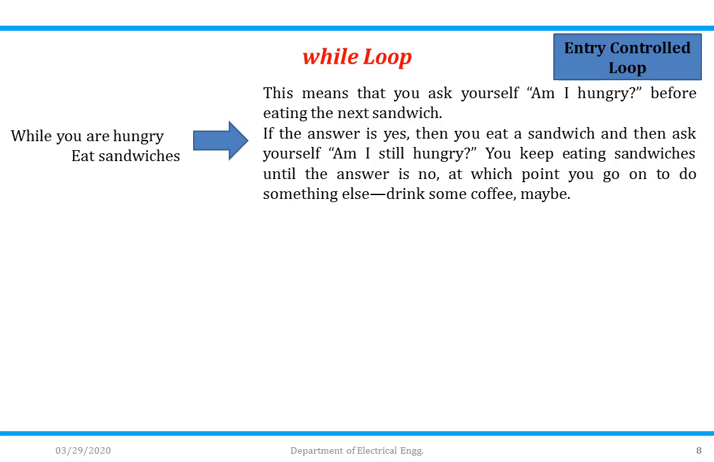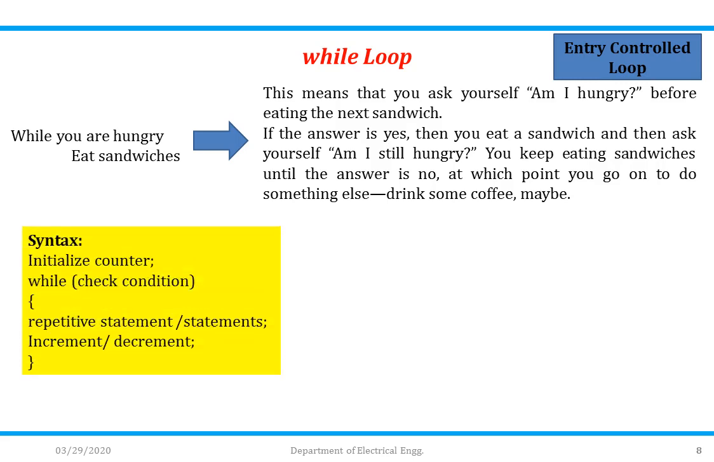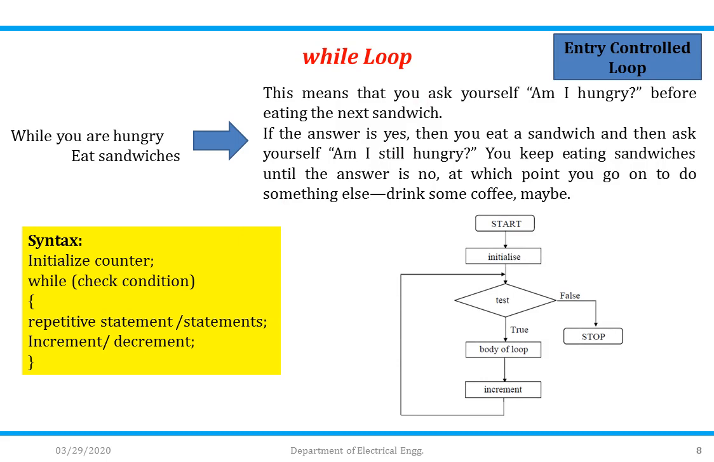If you observe this example, you always check the condition, am I hungry. If you are hungry, then you will consume the next sandwich, otherwise not. So this is called an entry controlled condition. This is the syntax for that. Now if you observe the for loop and the while loop, their purpose is the same, but the syntax is different. In the while loop syntax, you initialize the counter, then check the condition with while, within the brackets write the statements that you have to execute, and then increment or decrement, and close the bracket. So this is your while loop syntax. This is a flow chart of a while loop.